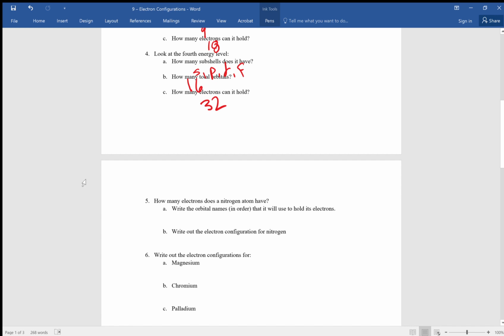So now let's look at nitrogen. How many electrons does nitrogen have? Well, we go to the periodic table, we find it has 7 electrons. And so it's going to use the 1s, the 2s, and the 2p. Configuration: 1s2, 2s2, 2p3.